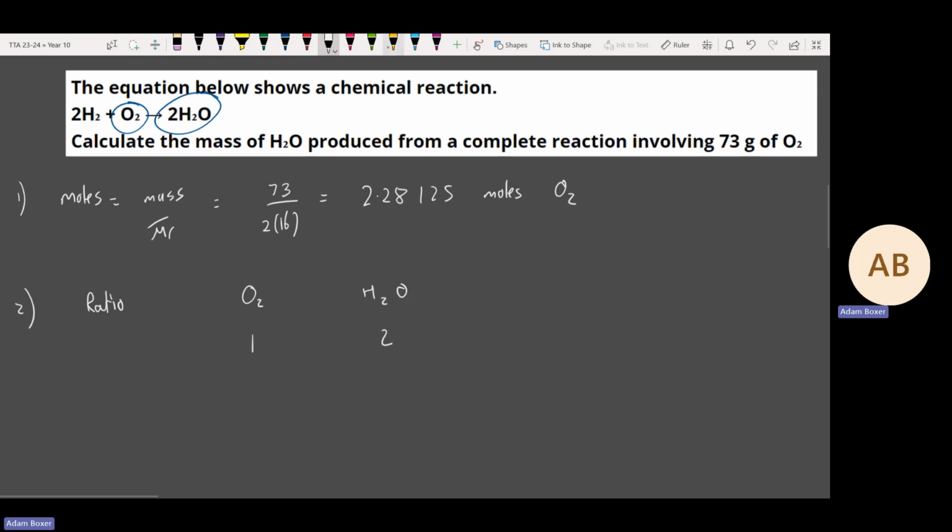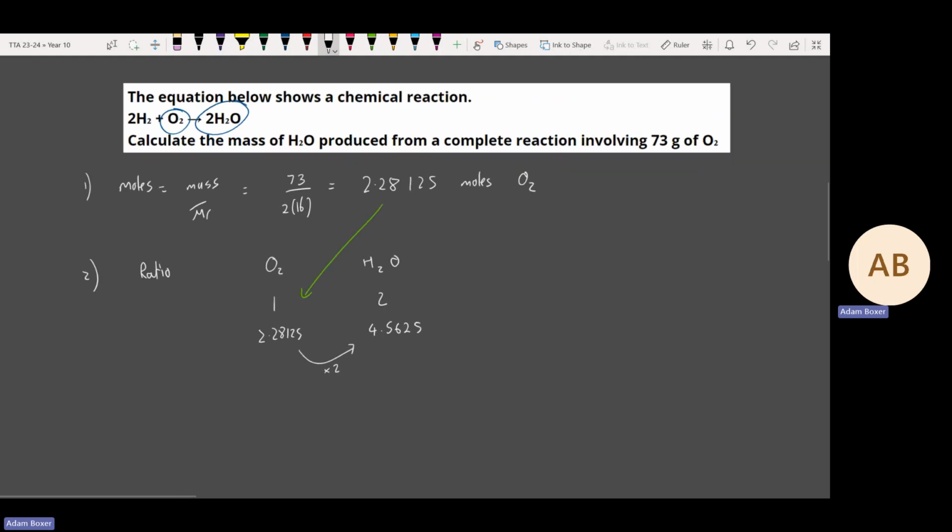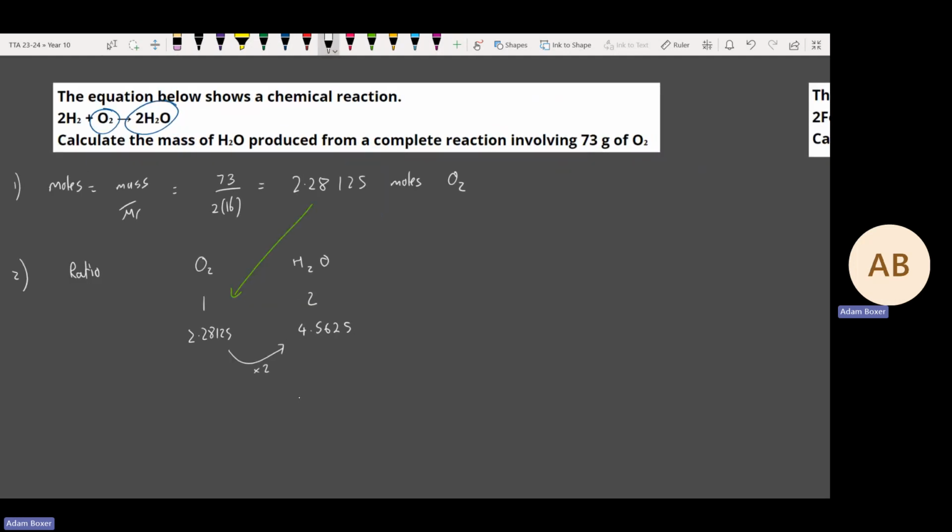So I'm going to take this number from here and put it down at the bottom there. That's going to be 2.28125. And to get to 2, I just multiply that by 2. It's a very straightforward ratio. And I get 4.5625. There's an entire video about ratios, so if you're not sure how I did that, make sure you go and check those out. And that means I've got that many moles H2O.